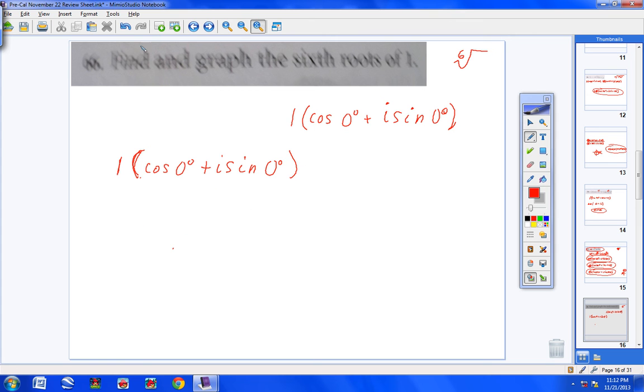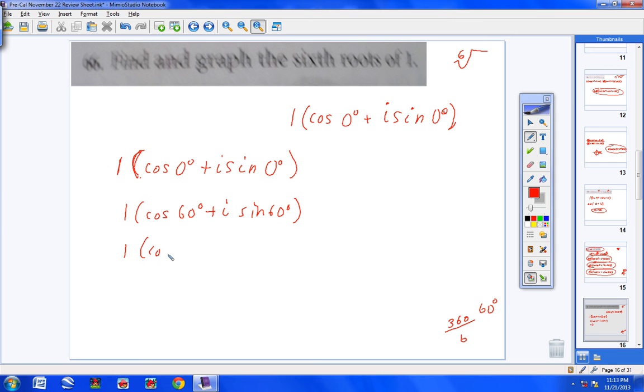So remember, how do we know what to put? Well, you always take 360. That will never change. And you divide it by whatever your index is. So divide by 6. And you get 60. So we're just going to add 60 over and over and over until we have 6 answers. So I'm going to write really sloppy and just get it over with. 1, 0 plus 60 is 60. Plus I sine 60. Now we're going to add 60 again.